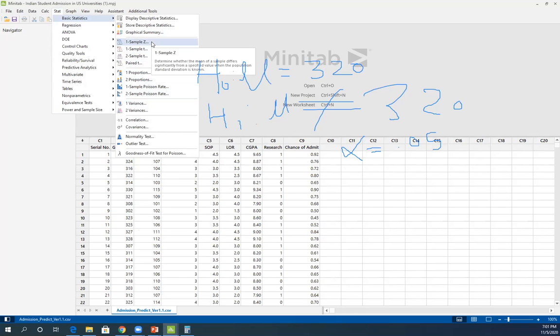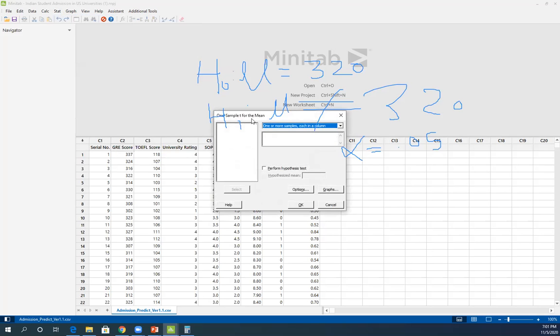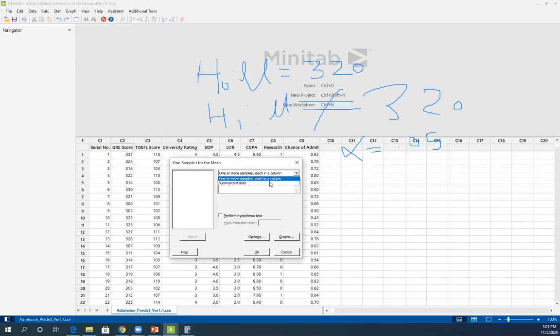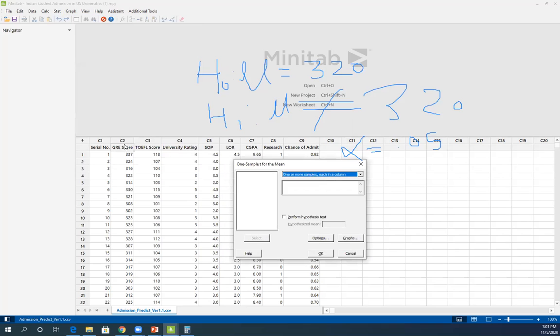When do we use one sample Z test? When the population standard deviation is given. Here we don't have the population standard deviation, but we have a sample right here. We can do this either with summarized data or in this format. So here is the data that we have. I'm just going to use the GRE score.